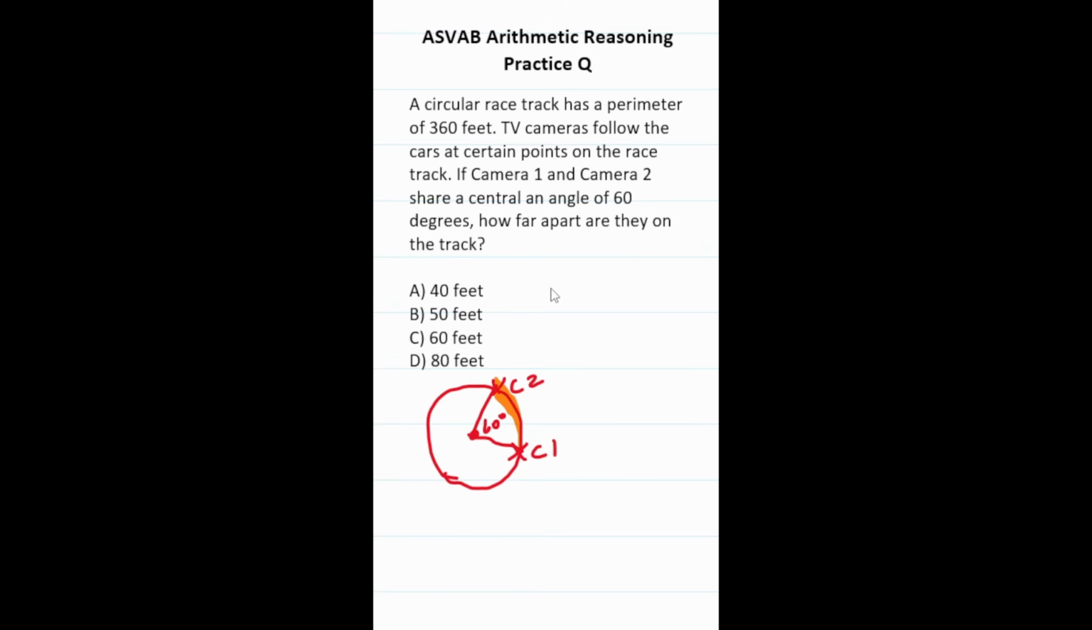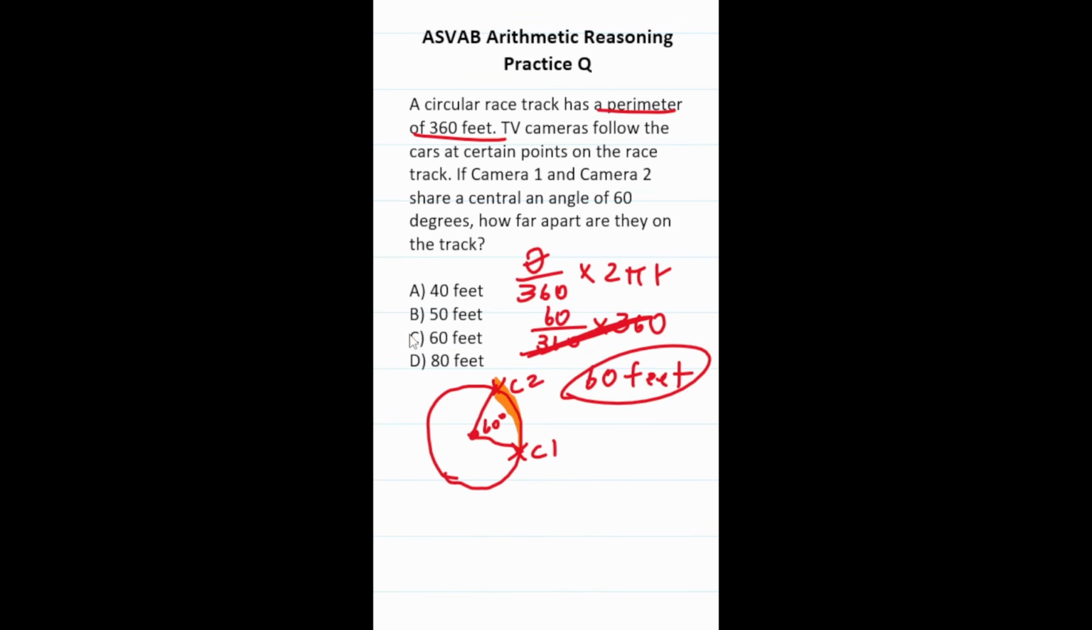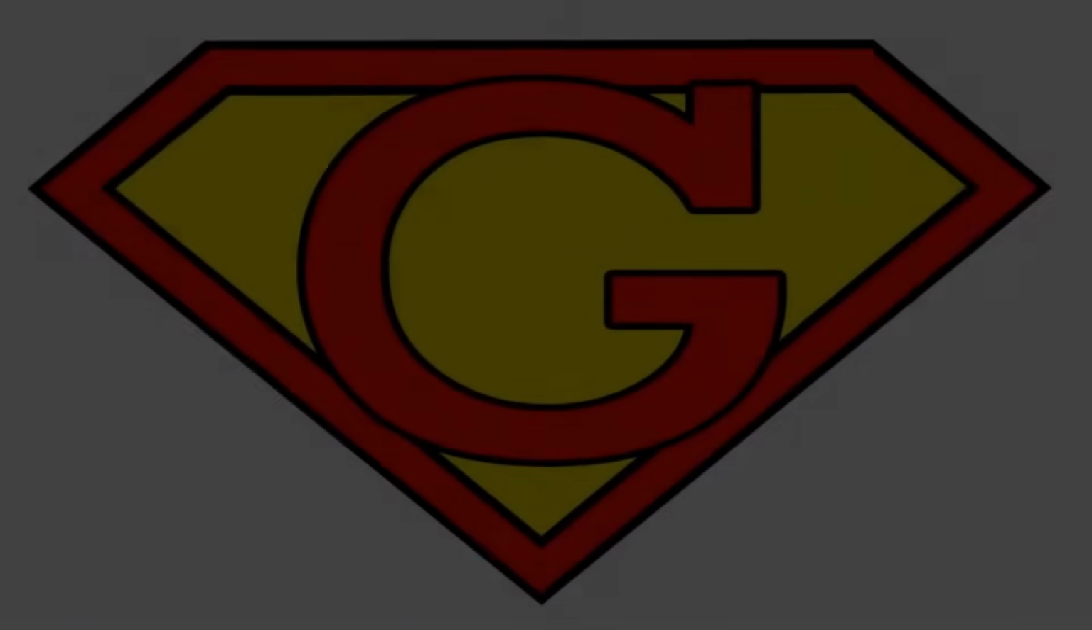Of course, that distance is the arc length, which we can find using this formula, theta over 360 times 2 pi r. Theta is that measure of the central angle. This problem said it was 60, so this is 60 over 360 times 2 pi r, which is the circumference of a circle. Circumference is the same thing as perimeter. We know this circle has a perimeter of 360. Of course, we could cross reduce this. This just leaves you with 60. So in other words, the distance from camera 1 to camera 2 is 60 feet.